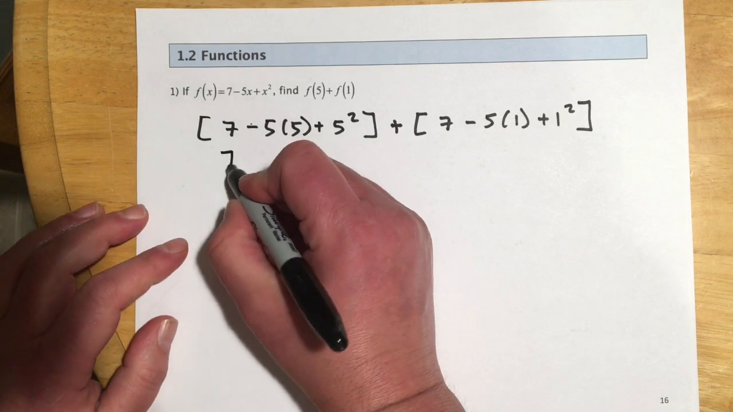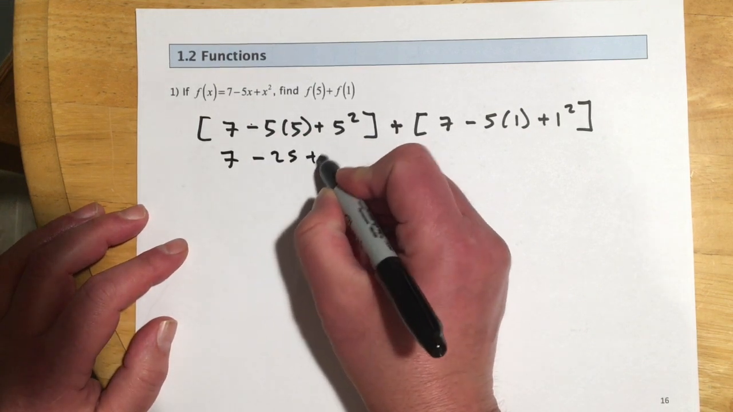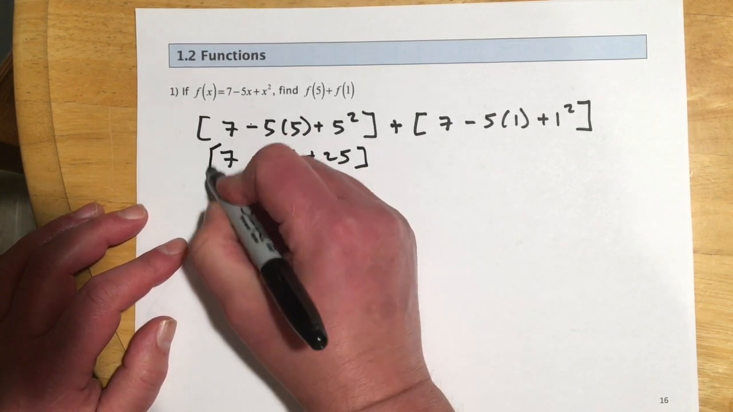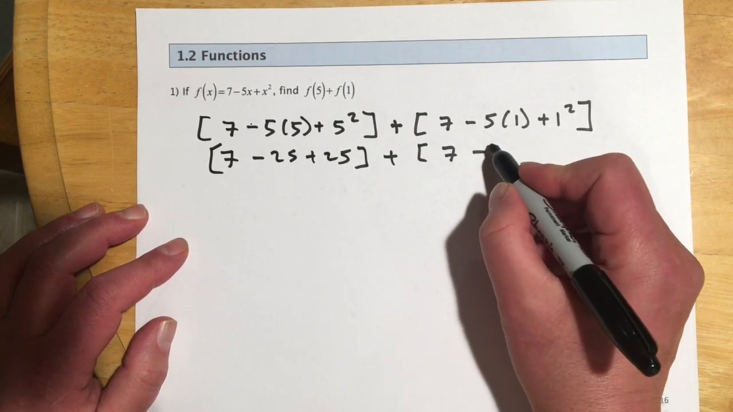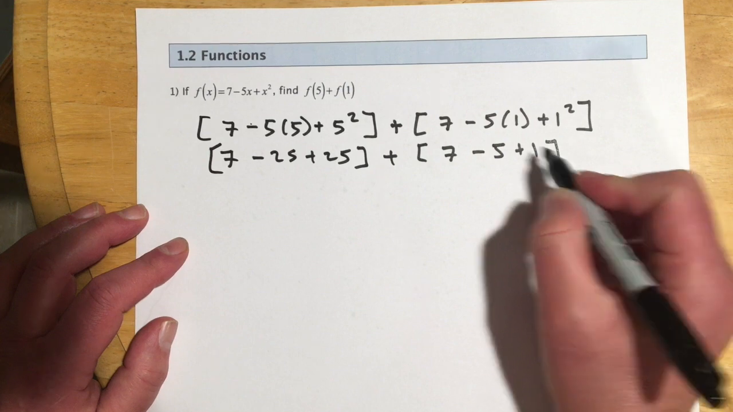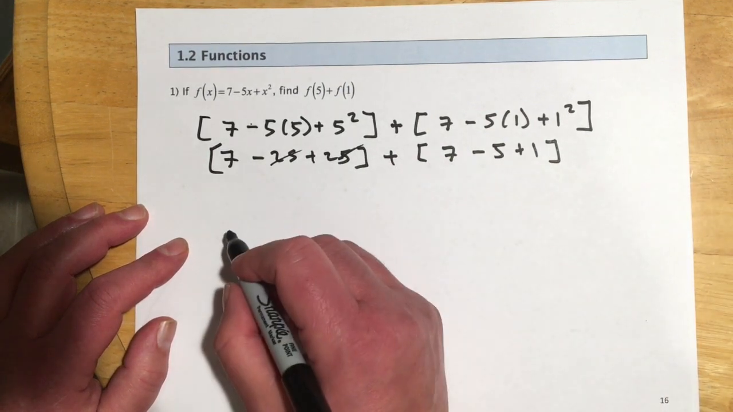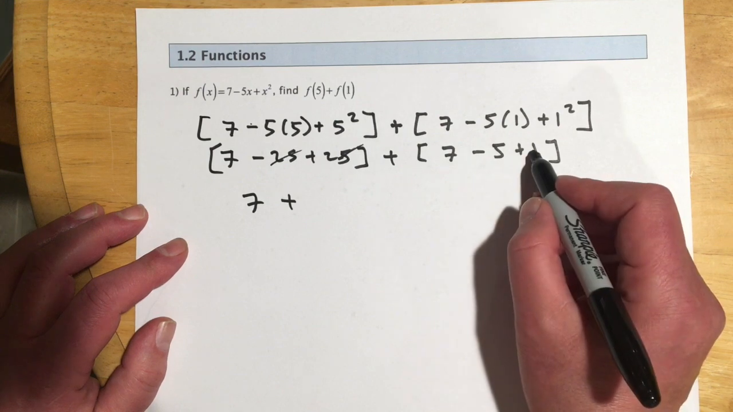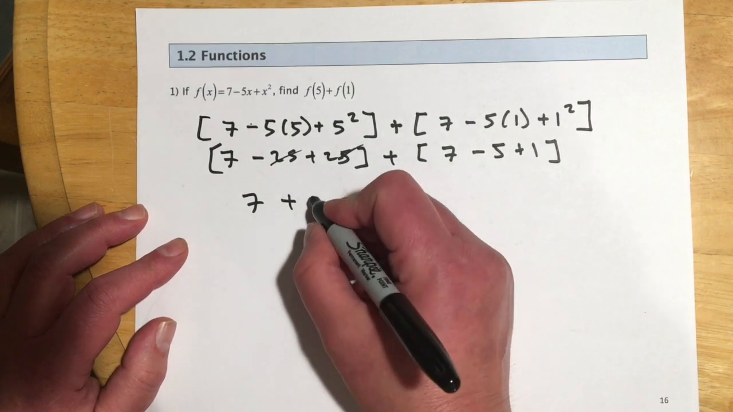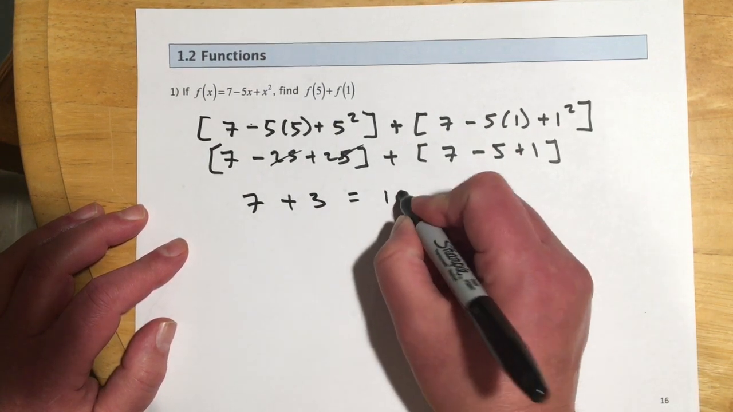So cleaning this up, I got 7 minus 25 plus 25 plus 7 minus 5 plus 1. So those cancel, and I got 7 plus 7 and 1 would be 8 minus 5 would be 3. And so final on that would be 10.